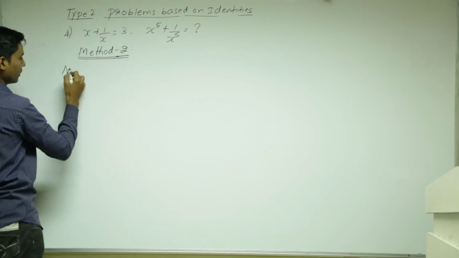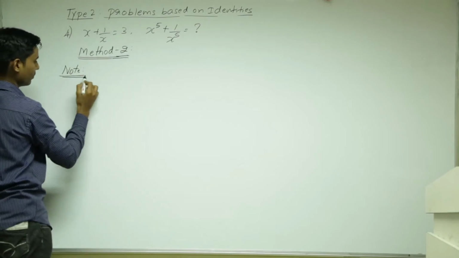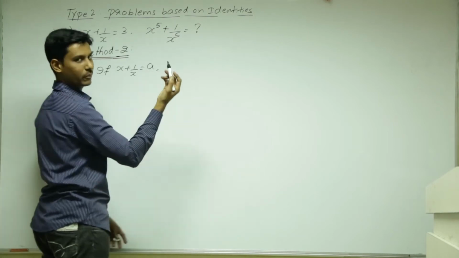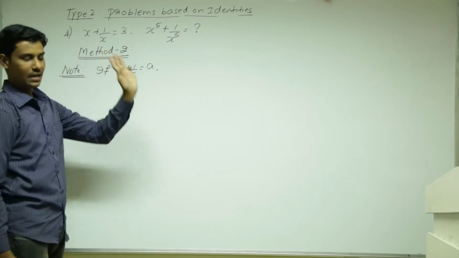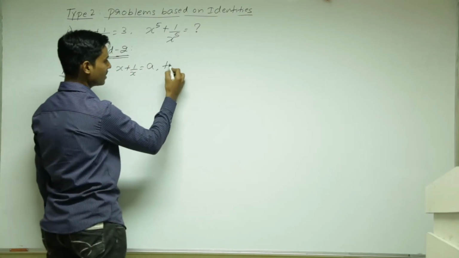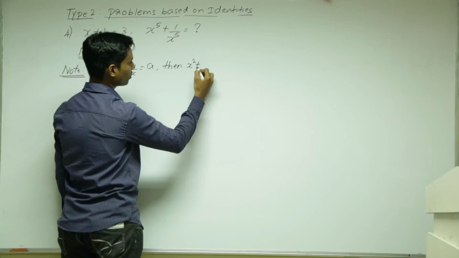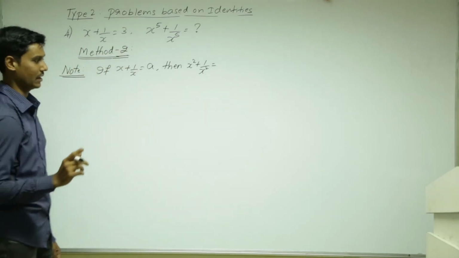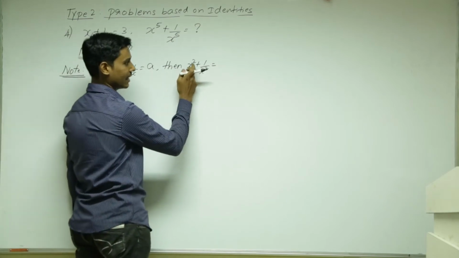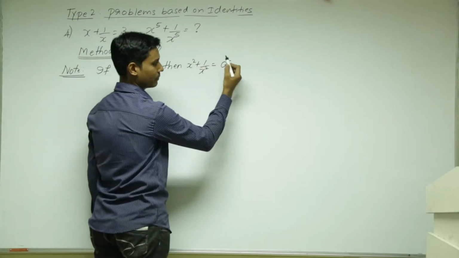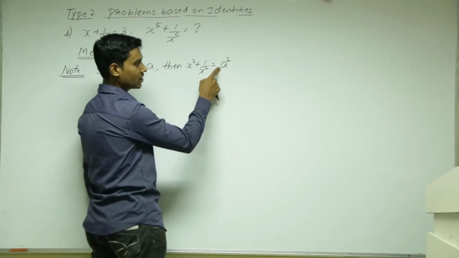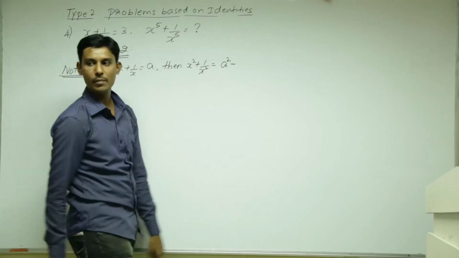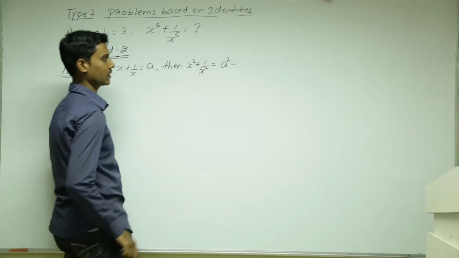Now see here. Suppose x plus 1 by x is equal to a, some constant. In this example it is 3, right? If x plus 1 by x is equal to a, then x square plus 1 by x square is given by the following. Listen to this carefully. Here x square starts from a square. First term is plus, second term should become minus. That means it is alternately plus and minus.